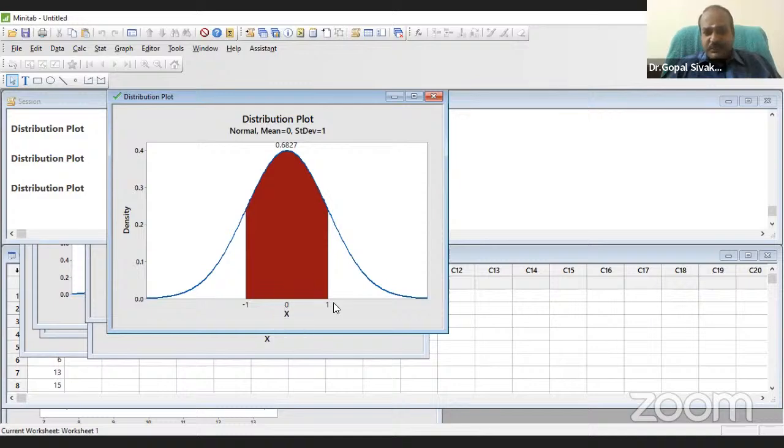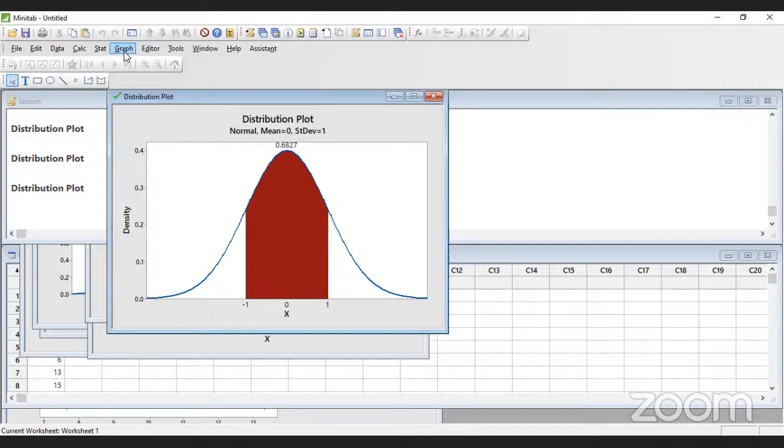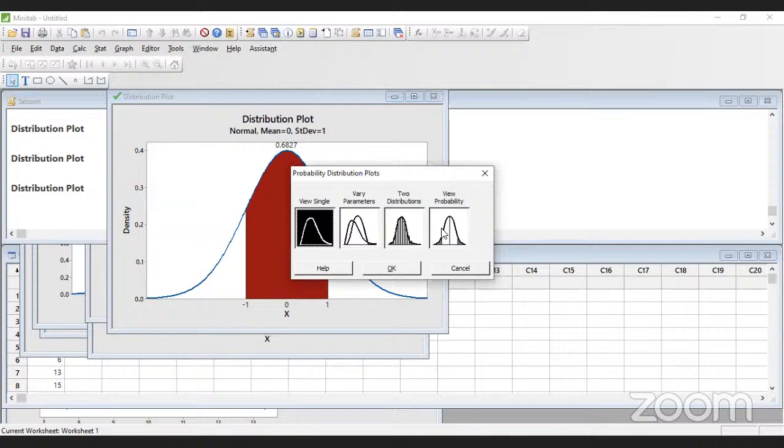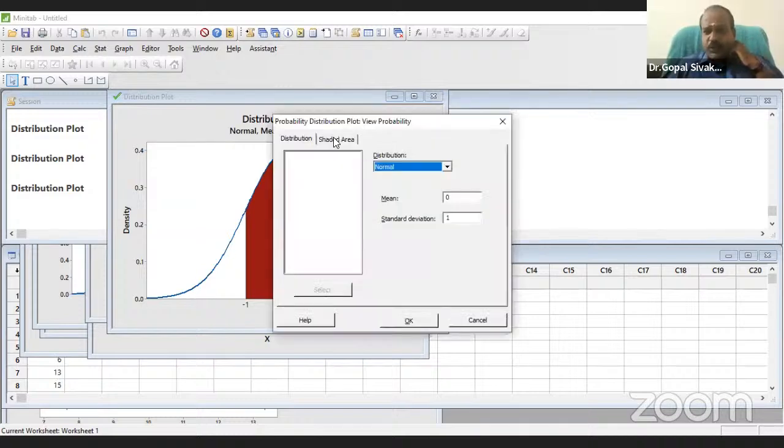And now standard deviation is 1: 1 standard deviation on the right side, 1 standard deviation on the left side. The area is same. Suppose I go for 2 standard deviations on the right side, 2 on the left side, what will be this area? 95%. Beautiful. Graph, probability distribution, view probability, okay. 0 and 1 means what? Is the distribution normal or standard normal?